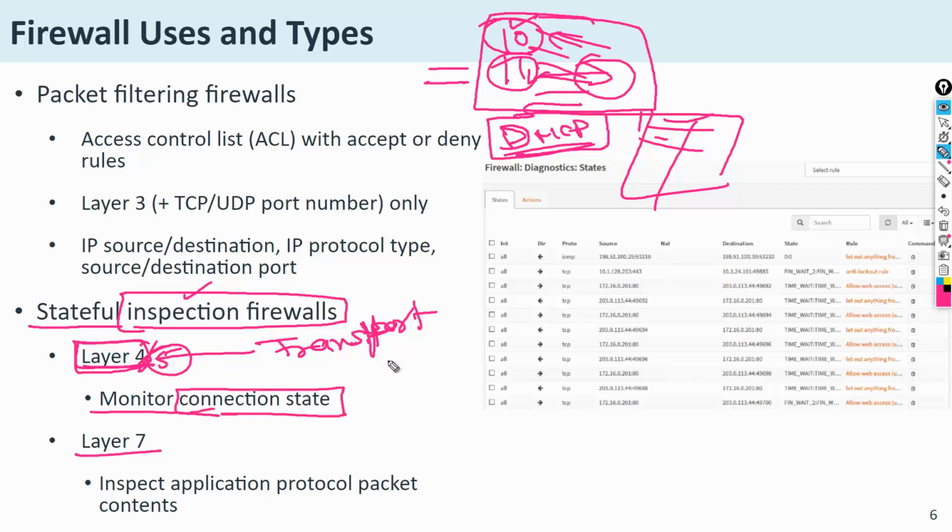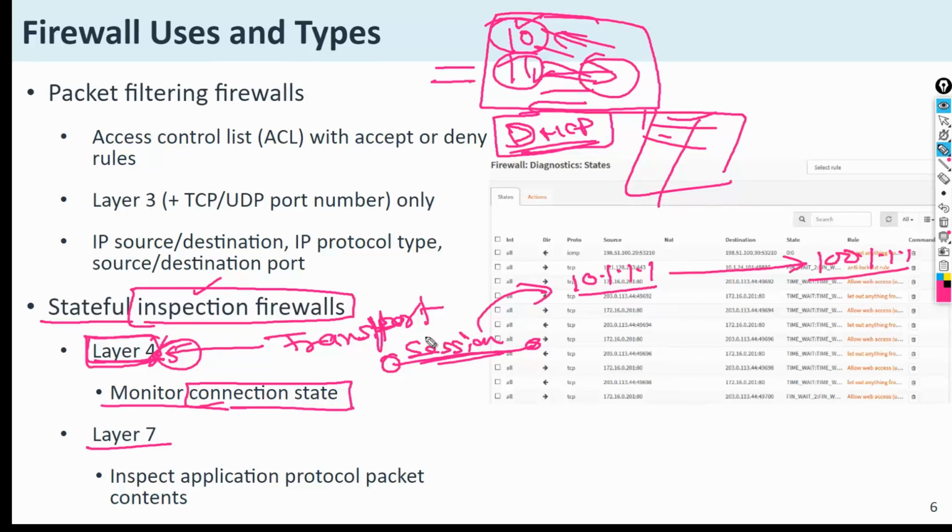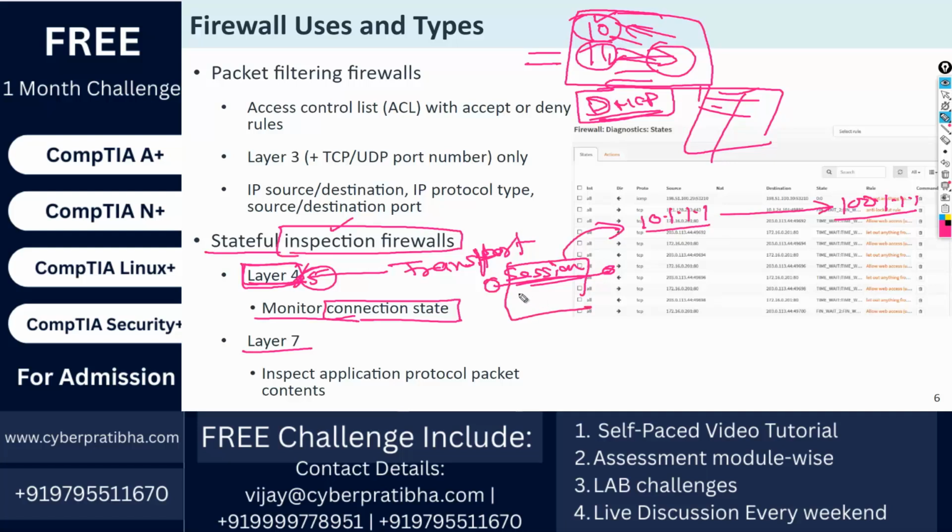which type of connection or which type of session has been created, and it preserves the state. It means, for example, IP address 10.1.1.1 is making a connection with IP address 100.1.1.1; it preserves that somewhere in a file and monitors the session.